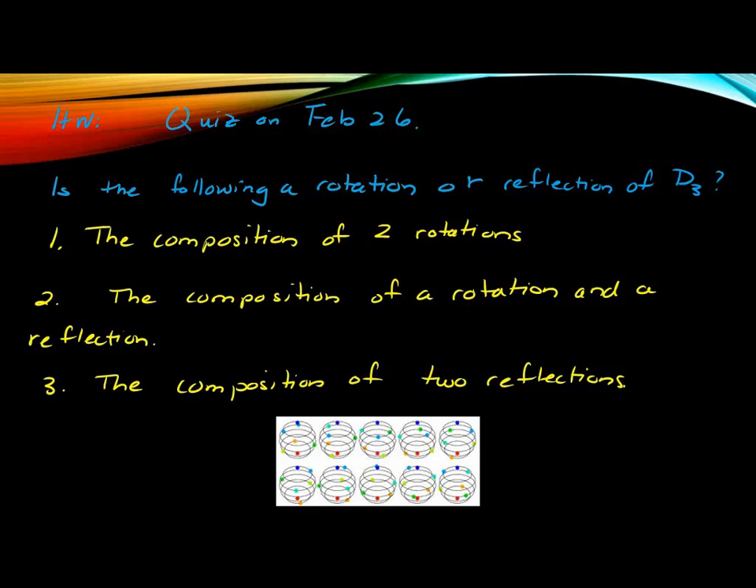So what I'd like you to do for the first set of homework, you can scribble it down if you want: answer whether the following is a rotation or reflection of D3. If I take two arbitrary rotations and compose them together, is the result going to be a rotation, or is the result going to be a reflection? Is the composition of a rotation and a reflection going to be a rotation or a reflection? And the composition of two reflections.